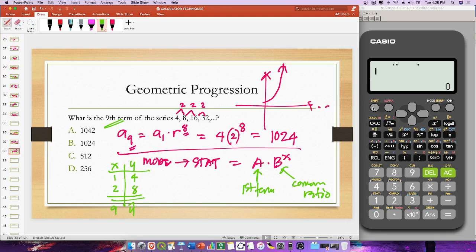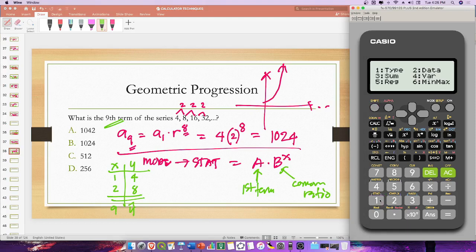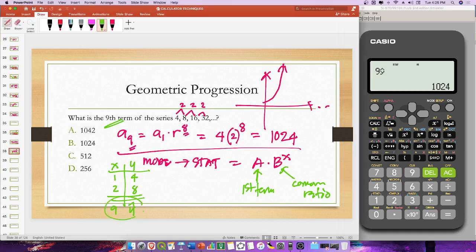Go to shift, go to stat, look for regression, and look for y hat. Here is y hat, press 5. Before y hat, you have to insert 9. So that is 9 y hat. So 9 y hat is actually your a9, which is 1024. Take note of that. This will make your life easier in mathematics.